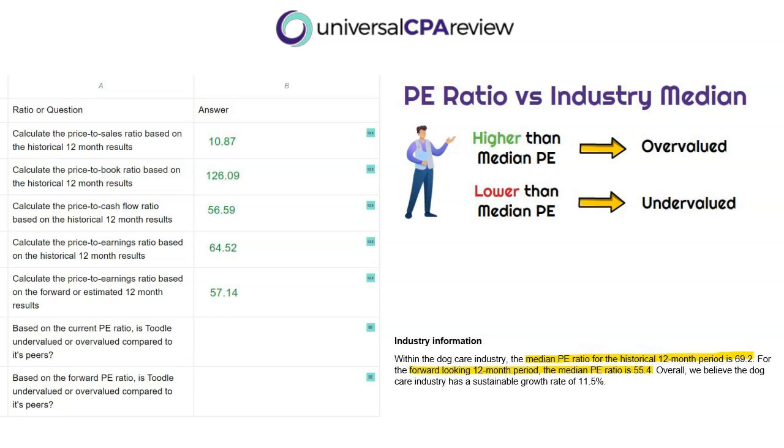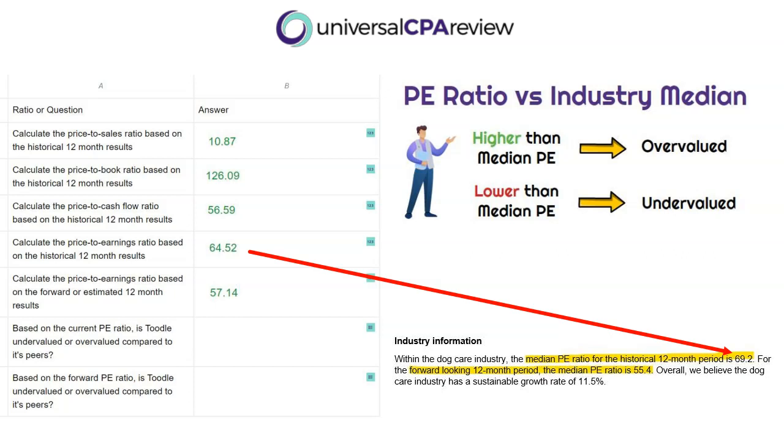And if we look at the analyst report, at the very bottom it says the industry information, and it talks about the PE ratio for the historical 12-month. Well, the median there is 69.2, and if we look forward 12 months, the median PE ratio is 55.4. So what we can do is compare those median PE ratios for the industry to the ratios we just calculated for Tootle. So starting with the historical PE ratio, right? We calculated that and it was 64.52 for Tootle.